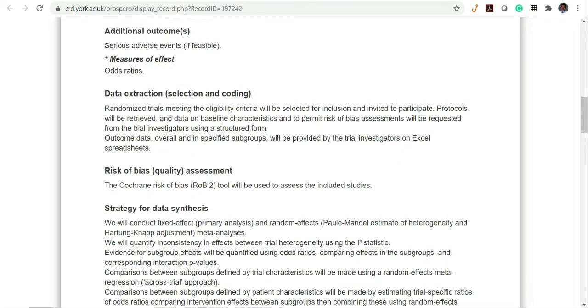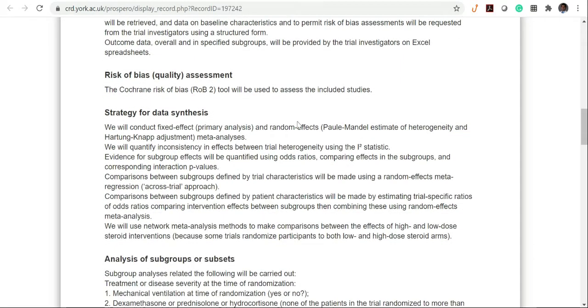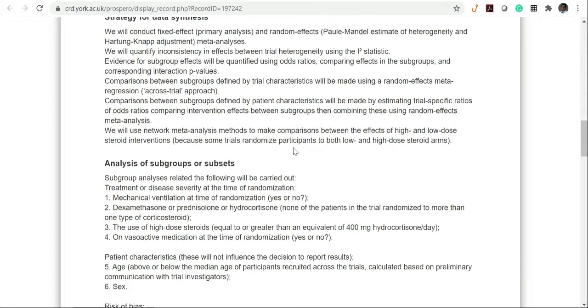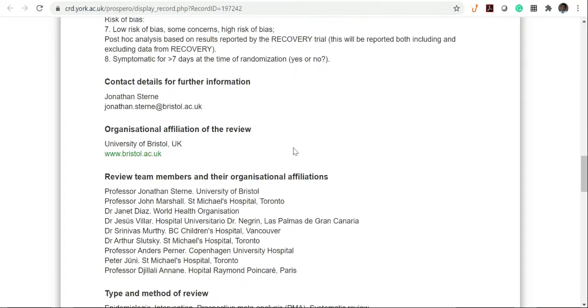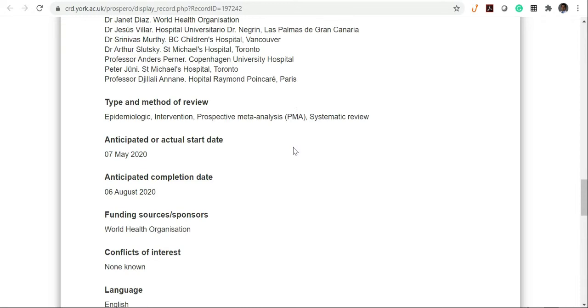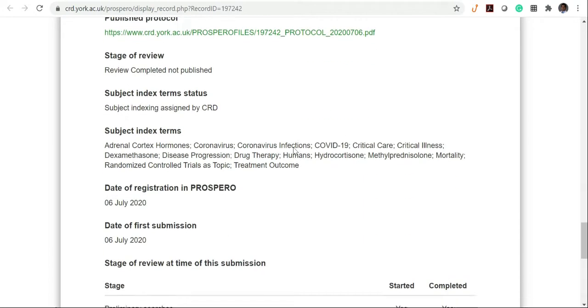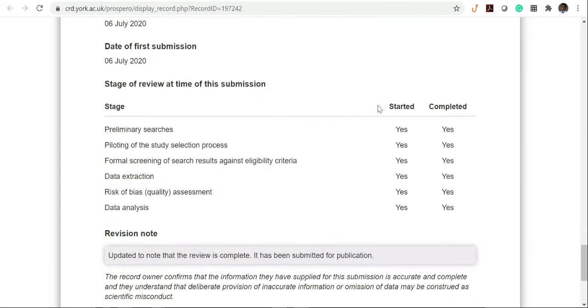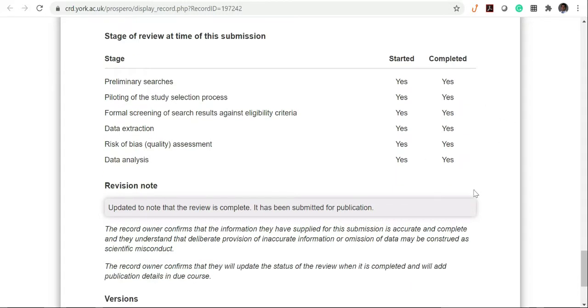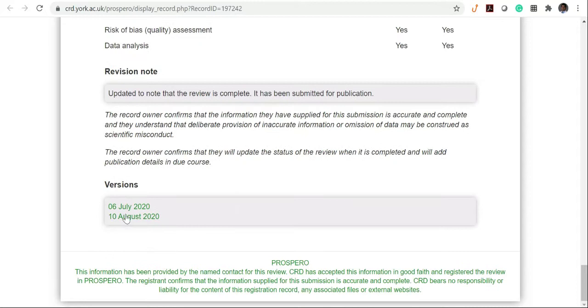They discuss their data extraction methods. The strategy for data synthesis is listed here. And eventually, as we can see, they also list at what stage the study is. And of course, at this moment, this study is completed and now published as well. So they had an initial post, and at the end of the study, they revised their protocol as well.